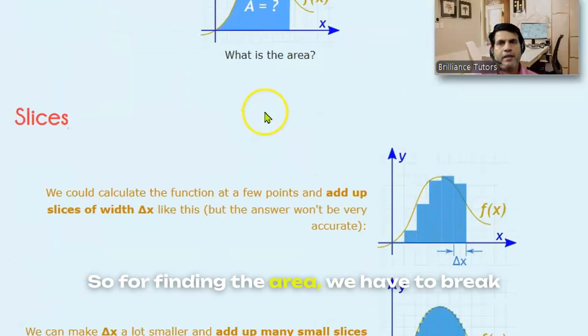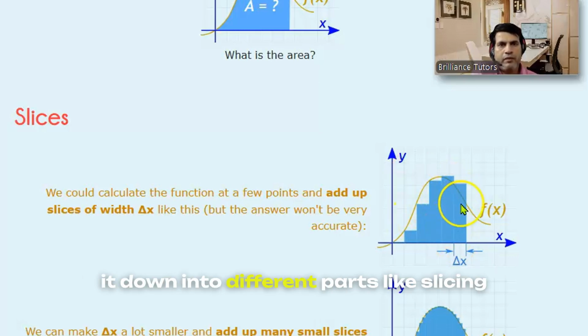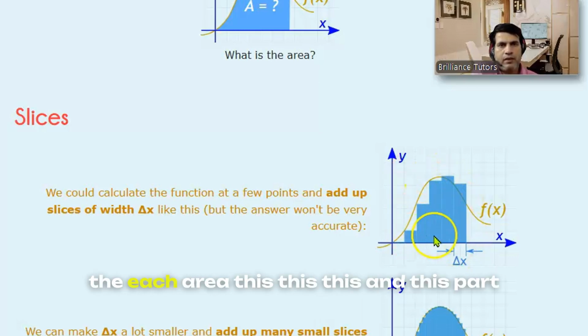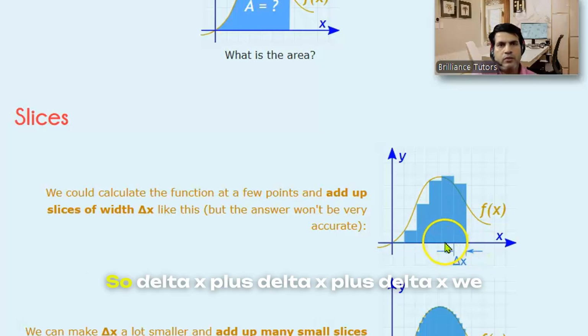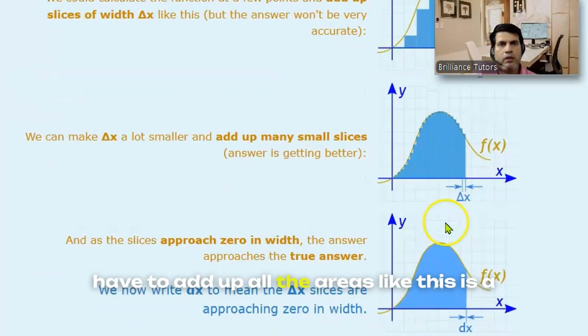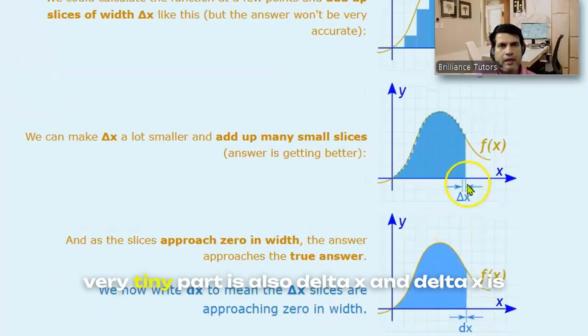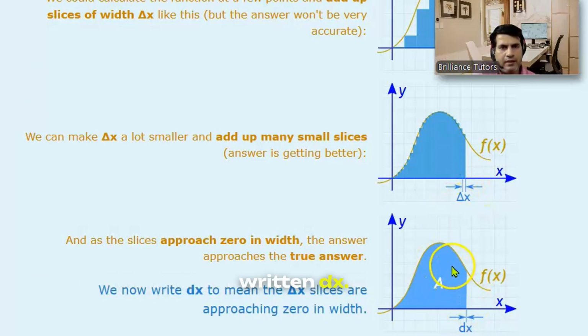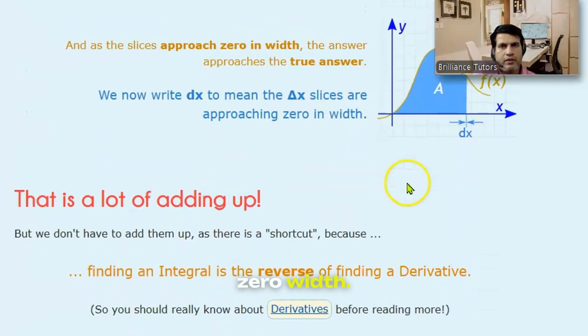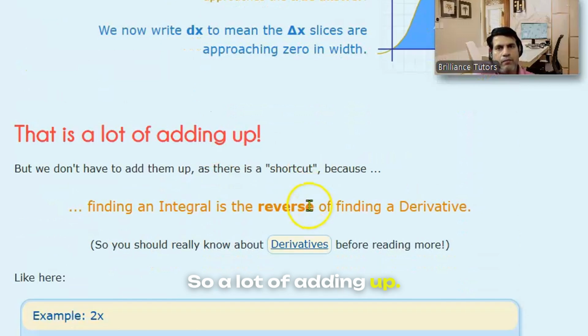To find the area, we break it down into different parts, slicing the area. This part is called delta x. So delta x plus delta x plus delta x, we add up all the areas. A very tiny part is also delta x, and it is written dx. Delta x means dx, a slice approaching zero width. So it is a lot of adding up.